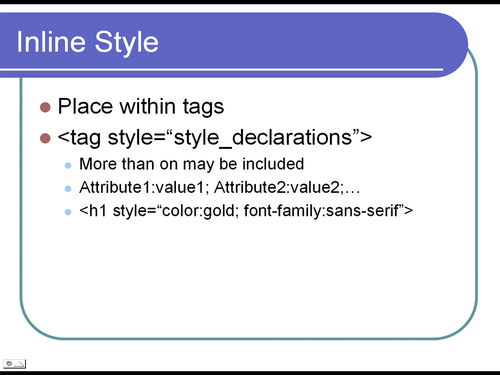An example here. For example, if we wanted to make the H1, whenever you did H1, header 1 style for a heading, you wanted it always to be colored gold, and you wanted it always to have a certain font. You would say style equals, quote, color, colon, gold, semicolon, font family, colon, sans serif, quote.